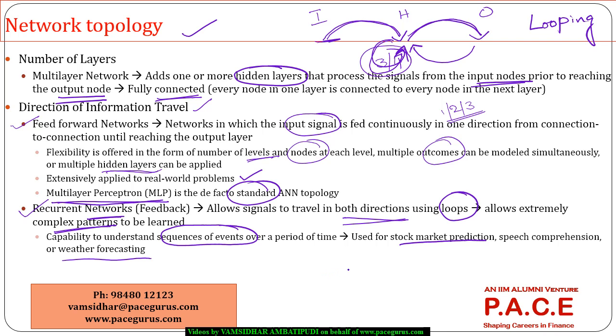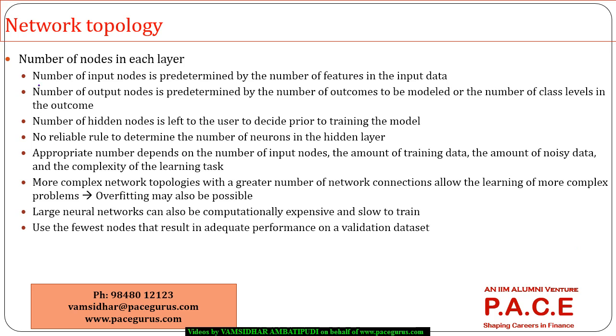But what we really see is it makes the model very, very complex. So developing a real world application based on the feedback networks is a very complex task, right? But neural networks can very well be used from that perspective as well. Then the third important part in network topology is how many nodes are there in each of the layers.